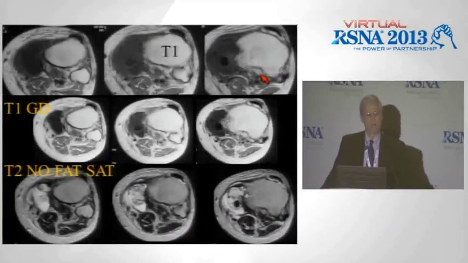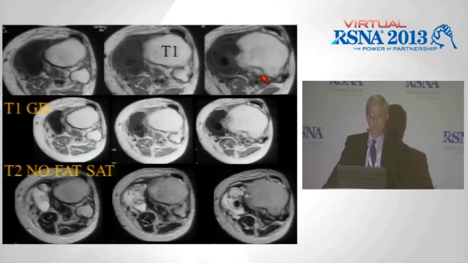The third case is a 73-year-old with a fairly large mass and knee pain. These are the x-rays. Multiple MRs. The top row is T1. The middle row is T1 post-contrast, non-fat suppressed. And the lower row is T2 without fat suppression. Here are axial images the same. The top row T1, middle row T1 post-contrast, and lower row T2 non-fat sat images.